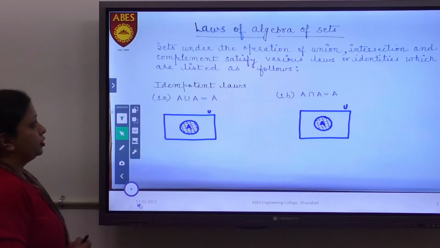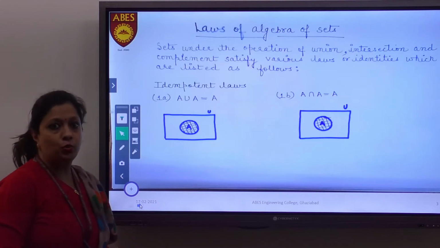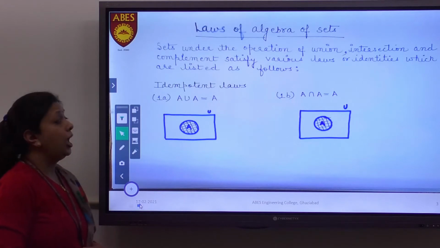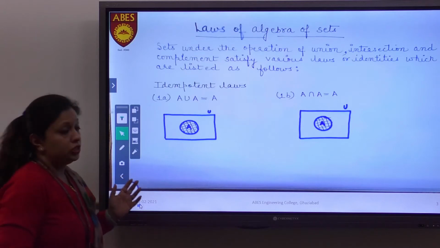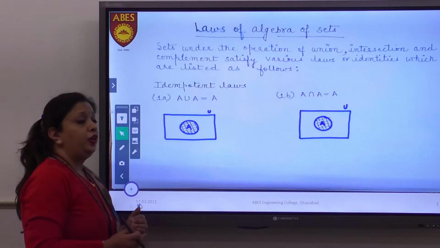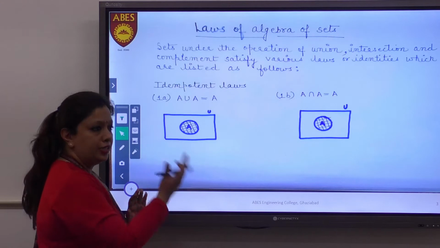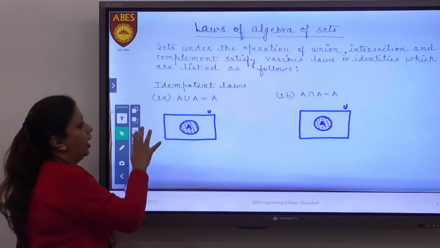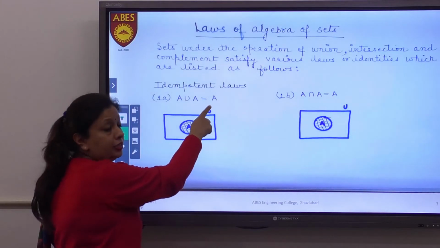So starting with the first law, that is idempotent law, all these laws can be applied on sets while performing the operations like union, intersection and complement, and all the sets satisfy these laws. The first law, idempotent law, says that if we take union of any set with the set itself, it will give me the same set. For example, if I have a set A with me and I take the union of that set with the same set A, I will again get set A.